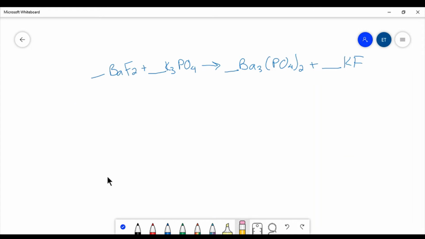Okay, so for our next example, we're going to look at the following chemical reaction. Barium fluoride plus potassium phosphate yields barium phosphate plus potassium fluoride. Okay, so again, we're going to do the same thing. We are going to list all the atoms that we have here.